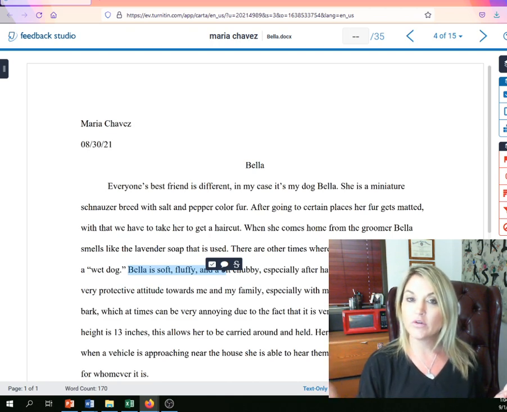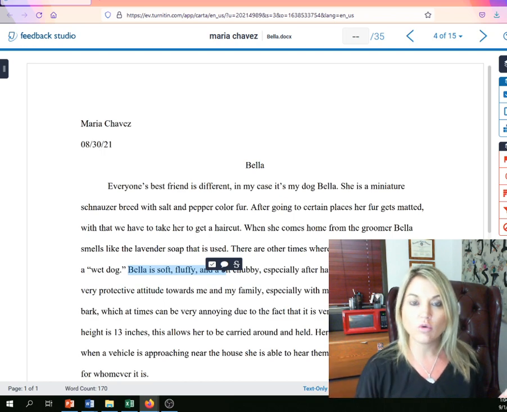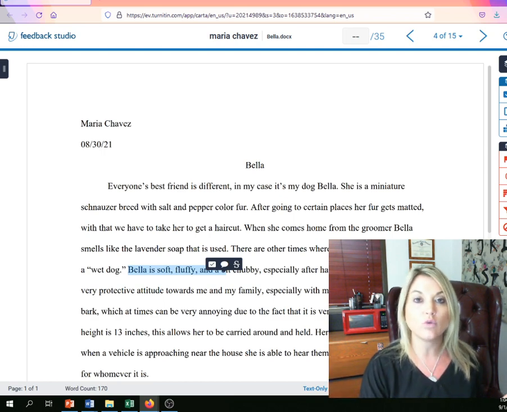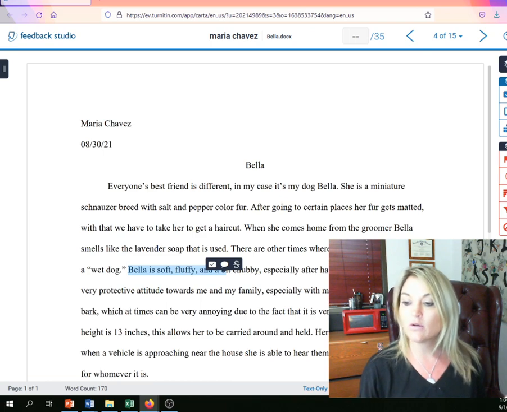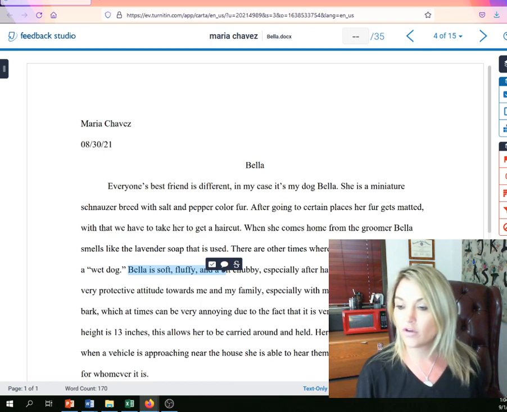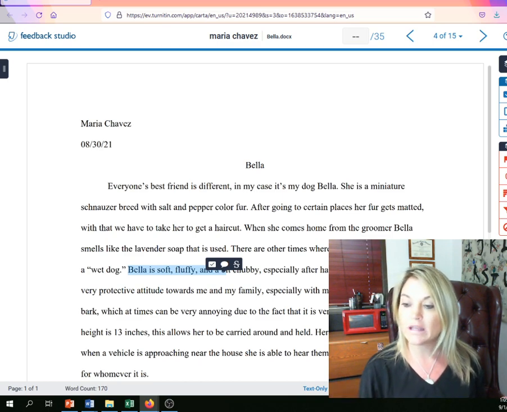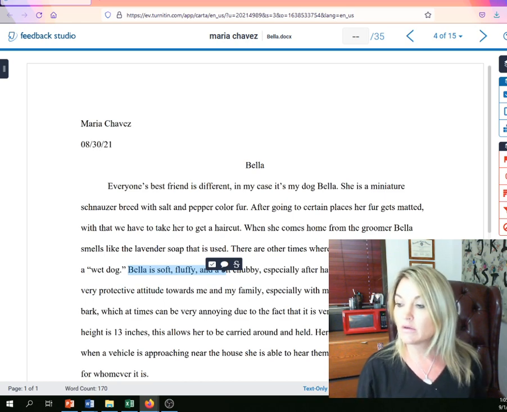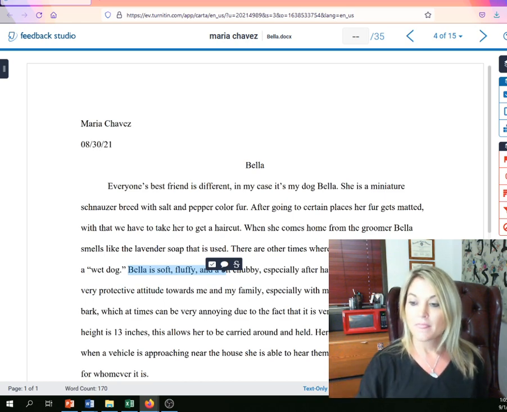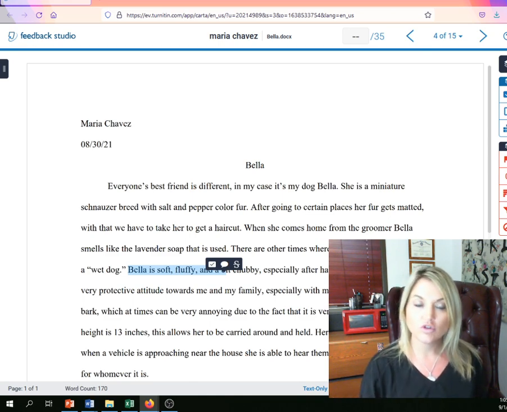That sentence is also somewhat wordy. It is clear that she's in the house because you talk about her being in the house, being carried around, and she's your dog. So it is implied that the dog is at your house. So I would say when a vehicle is approaching, you don't need "near the house." So when a vehicle is approaching, comma, she is able to hear them and run to the door waiting for whomever it is. We don't need "waiting for whomever it is." I would say her hearing is outrageous, period. When a vehicle is approaching, comma, she is able to hear them and run to the door to wait, period.